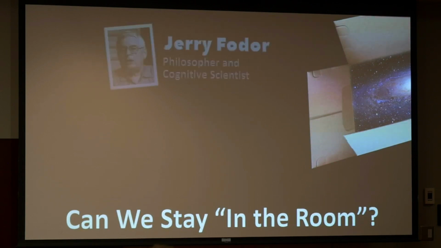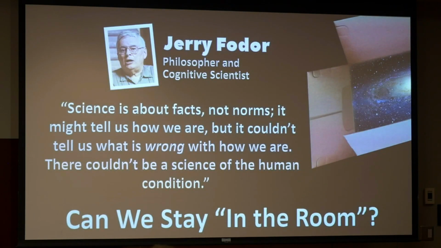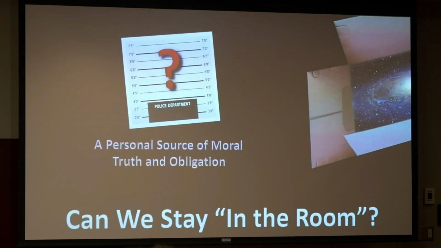Jerry Fodor puts it this way: science is about facts, not norms. It might tell us how we are, but it couldn't tell us what is wrong with how we are. There couldn't be a science of the human condition. If, on the other hand, there is a personal source of moral truth and obligation outside the room, that might explain why we sense moral obligations inside the room.